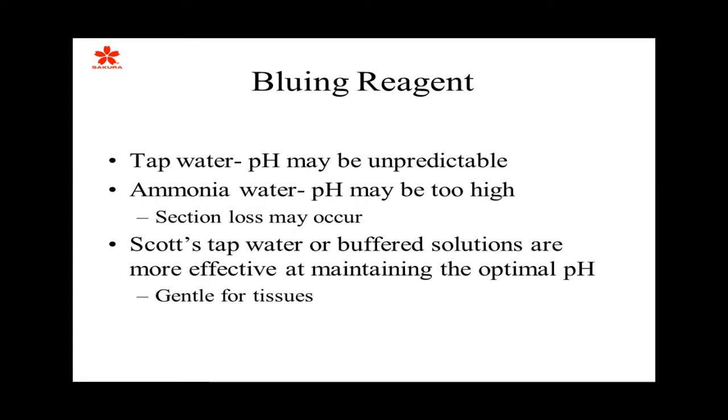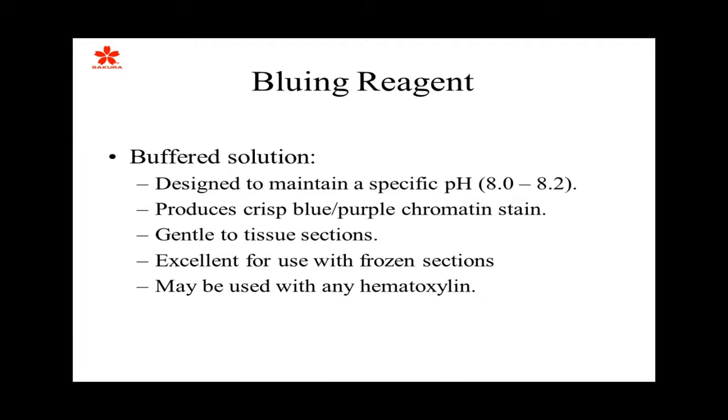Some bluing reagents to consider: tap water. The pH may be too unpredictable. You'd be surprised at the different pHs as you go across the country. Some regions have very high alkalinity, some have very low. Ammonia water, the pH may be too high and it could be too harsh on the tissue, so it's not the optimally desired bluing reagent. Scott's tap water or buffered solutions are more effective and gentler on the tissues.